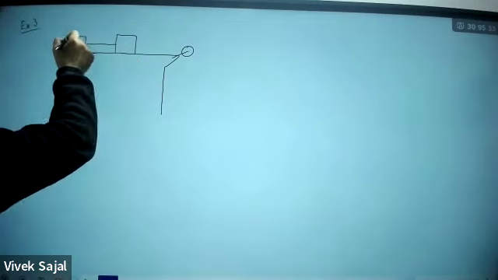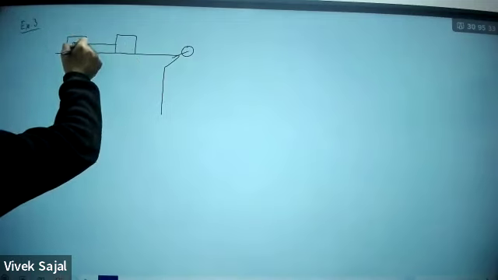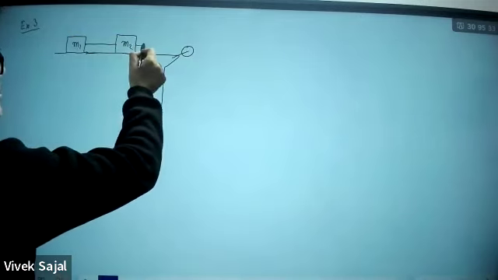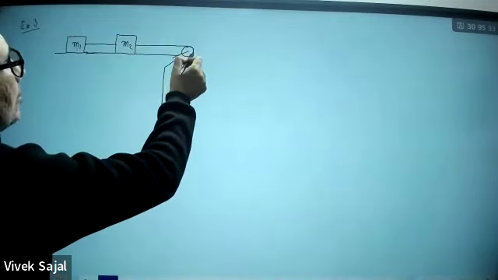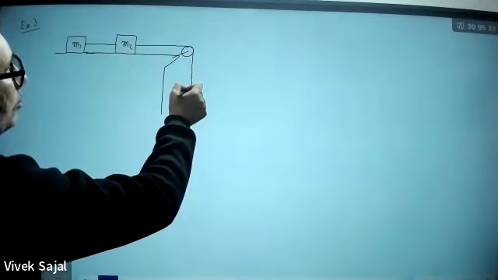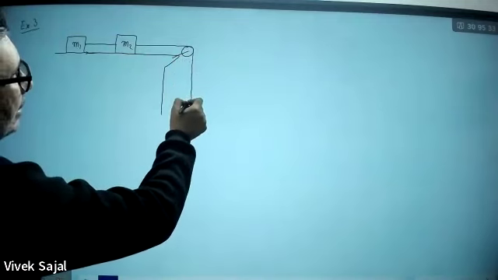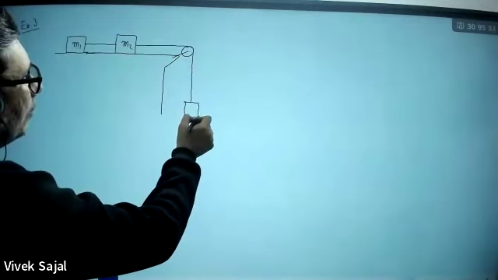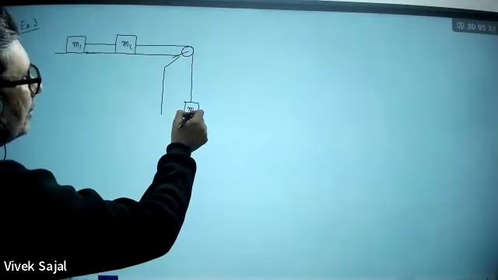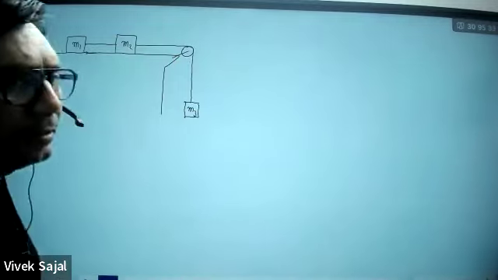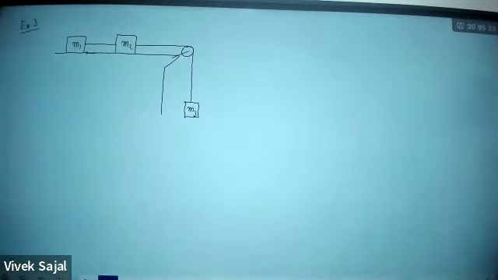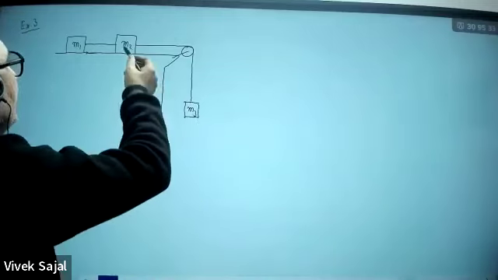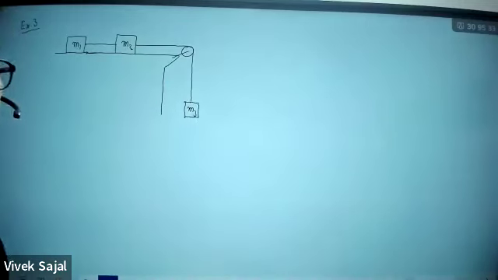So I write it as M1. It is of mass M2. And a string is attached with this M2 that is passing over this pulley. And its other end is attached with a block of mass M3. This is M3. Okay? Now you have to find out the acceleration of M3, M2 and M1. Okay?